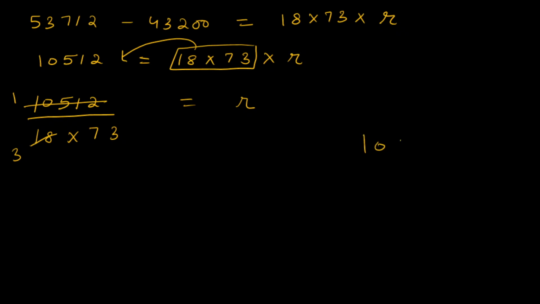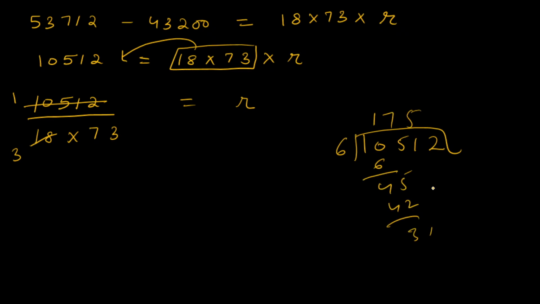So with 6 I am doing cancellation here. 6 into 1 is 6. 45. 6 into 7, 42. 31. 6 into 5, 30. 6 into 2, 12. So 1752.